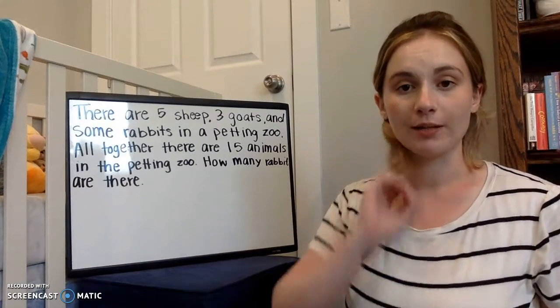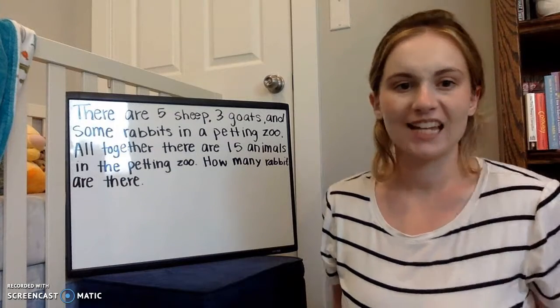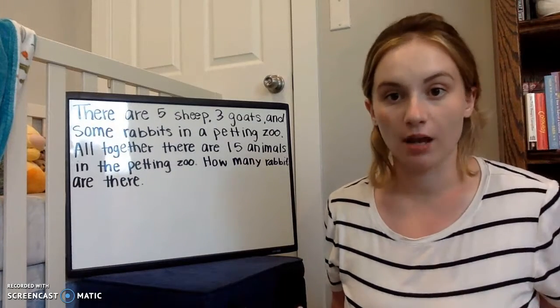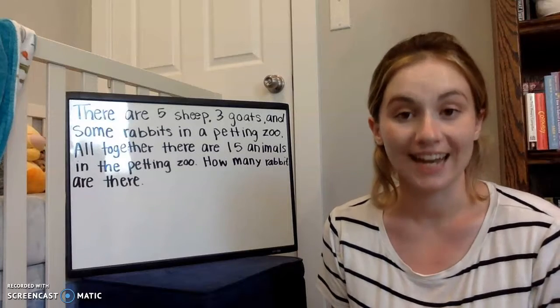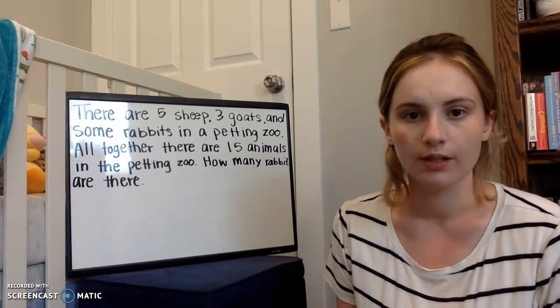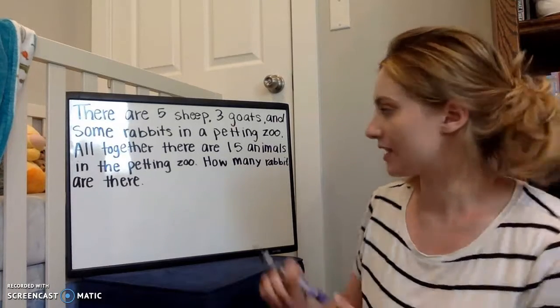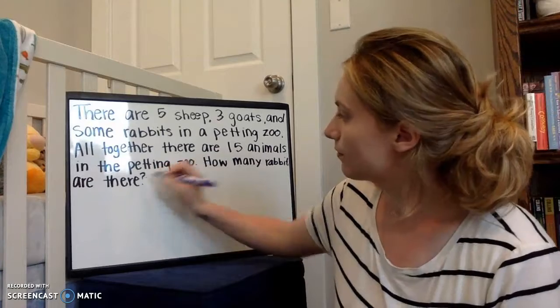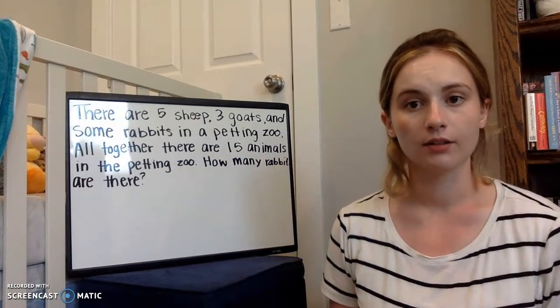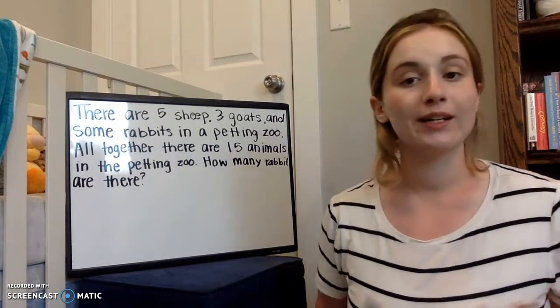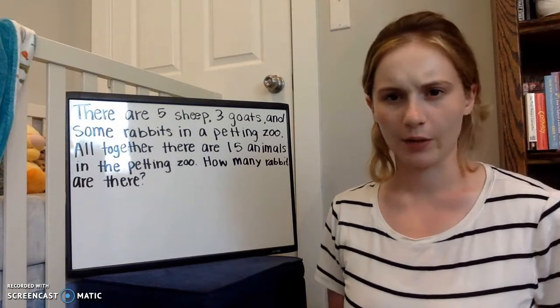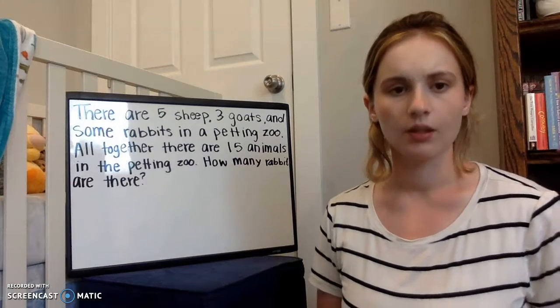There are 5 sheep, 3 goats, and some rabbits. I don't know how many, but there's some in a petting zoo. Altogether, there are 15 animals in the petting zoo. How many rabbits are there? Oh, and this is supposed to be a question mark, my bad. Asking me, how many rabbits are there? So let's look at this. What do we know? What do we need to know? What kind of picture can we draw, right?